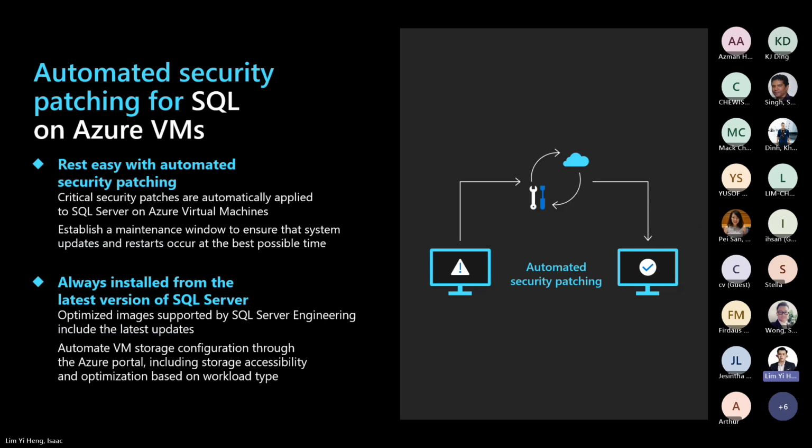And to increase the efficiency of our IT admin, automated security patching establishes a maintenance window for an Azure VM that is running the SQL Server. Automated updates can only be installed during this maintenance window. So rest easy with automated security patches. They will automatically apply to the SQL Server on Azure VM.